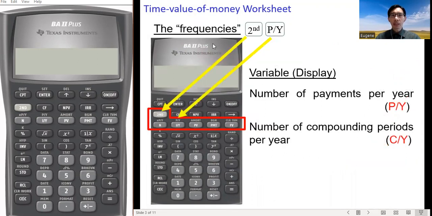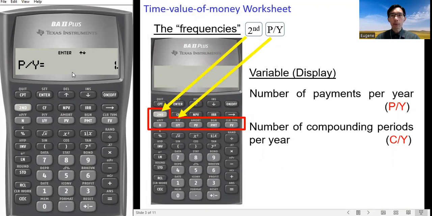So we have the frequency worksheet. To activate the frequency worksheet, we press the second key and then PY. PY is the second function of the IY button. So key in second and then PY. We get to the frequency worksheet.